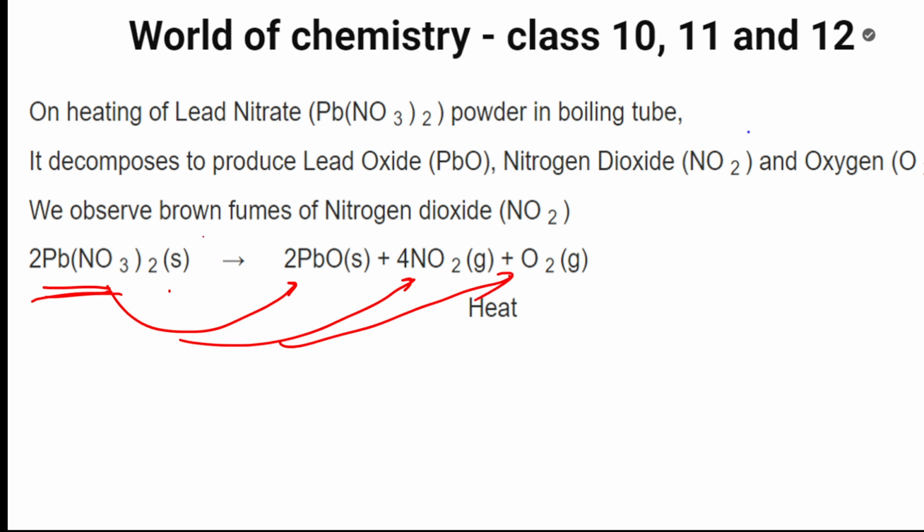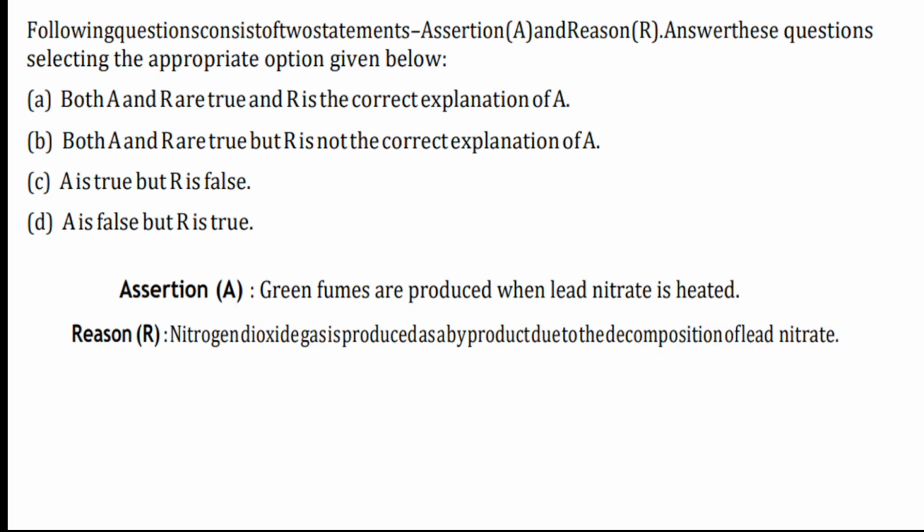So what are you observing? You're observing brown fumes here. The brown fumes of NO2 are released, and the test tube becomes hot. So you see the energy is released in this particular reaction thermally. Correct? It means there is a change in temperature. Now let us see this question.